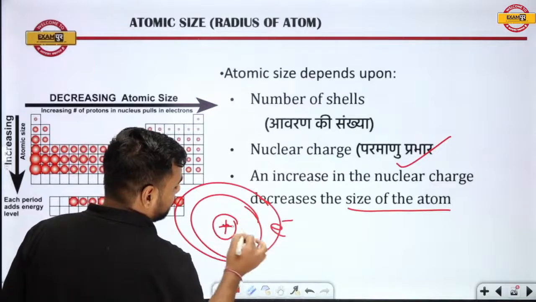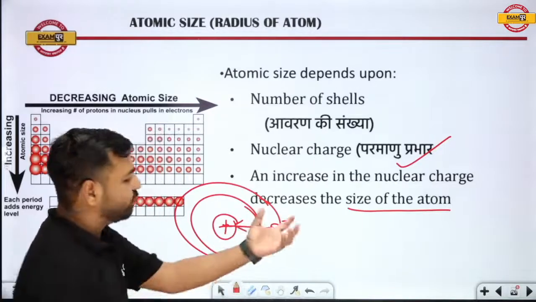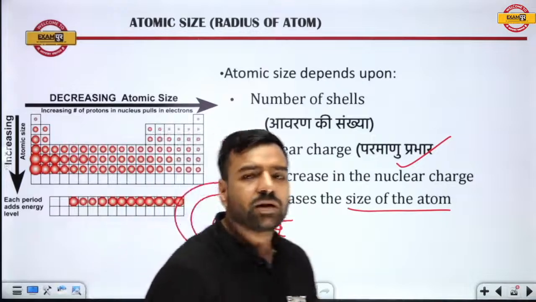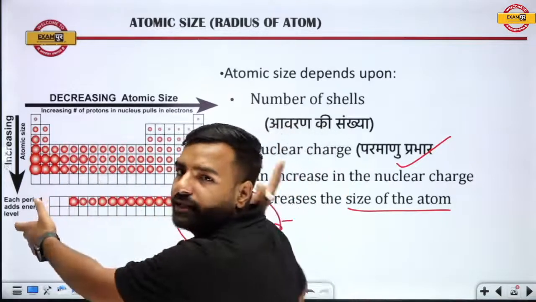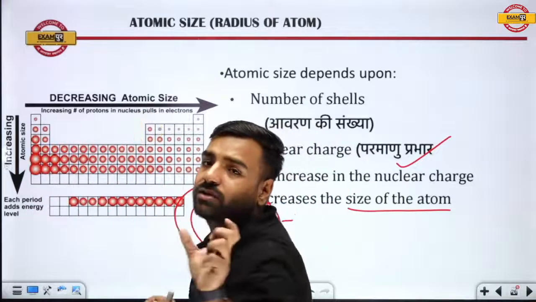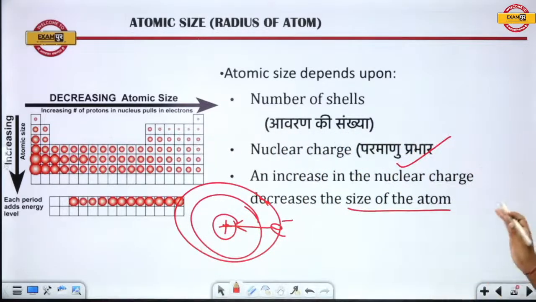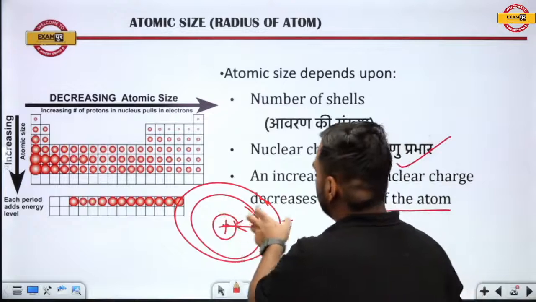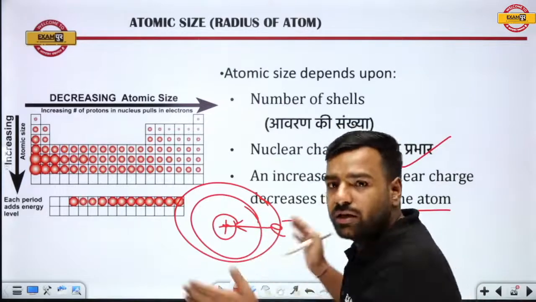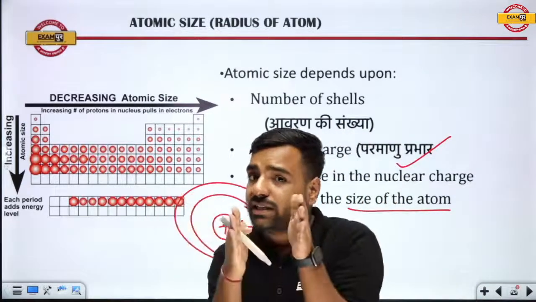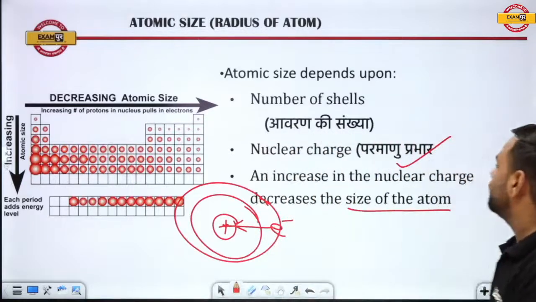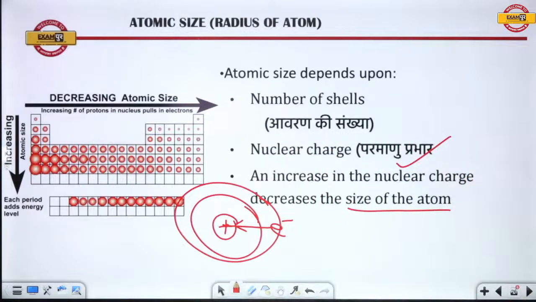Now there are electrons which are present here. Now it is actually trying to attract electrons towards itself. Opposite charges attract each other. So when we are talking about left to right, atomic size decreases. Why? Because of the nuclear charge. So this nuclear charge is doing what? Here it is attracting the electrons. So because of this attraction, the size is actually decreasing. Okay. So an increase in the nuclear charge decreases the size of the atom.